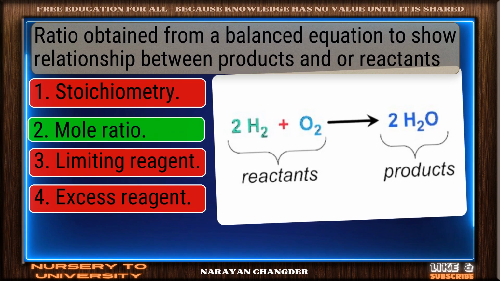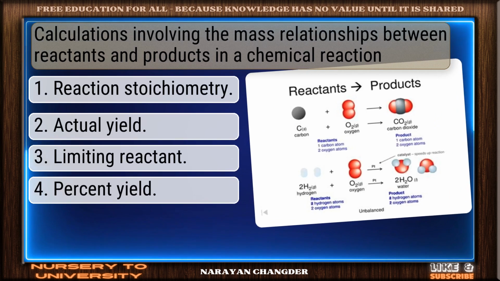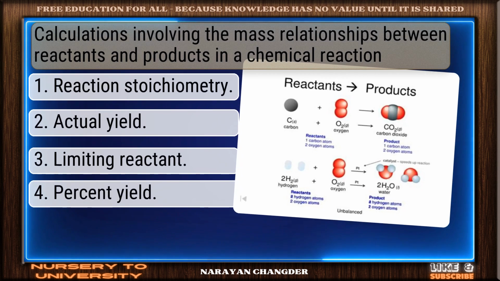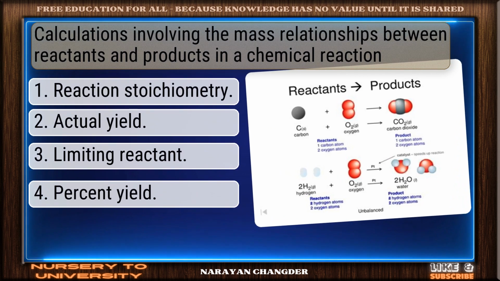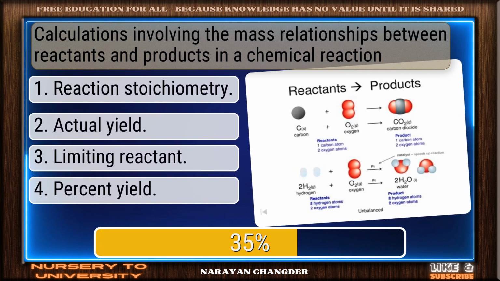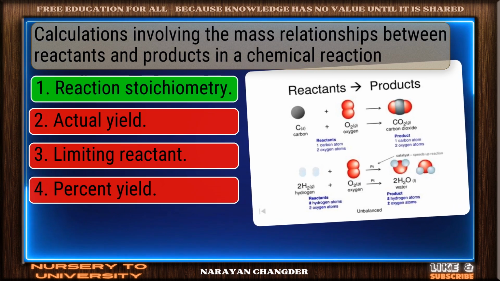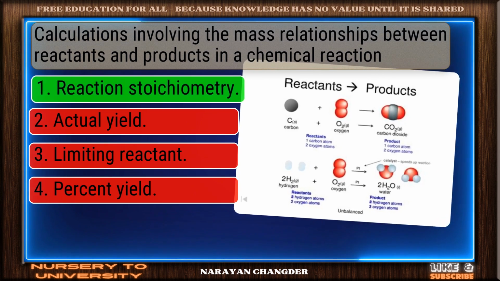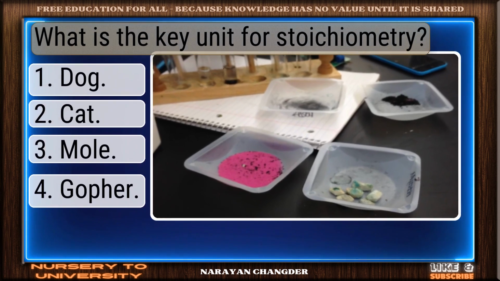Commendable response, mole ratio. Calculations involving the mass relationships between reactants and products in a chemical reaction. Yes, reaction stoichiometry is right. What is the key unit for stoichiometry?